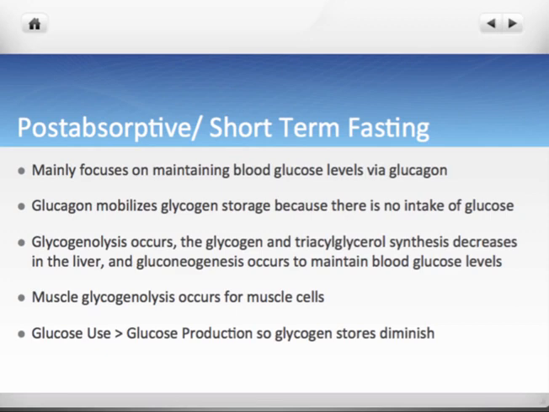We're also going to see glycogenolysis occur. We're also going to see glycogen and triacylglycerol synthesis decrease, and gluconeogenesis is going to occur. This is all a way for the body to try to maintain blood glucose levels, so we're able to function as normally as possible. We're going to see muscle glycogenolysis occur in muscle cells, and so you're going to be seeing a lot of this occur in the skeletal muscle cells to make sure that they're able to run as efficiently as possible. And at this point, we're preferring glucose use over glucose production, and so we're going to see our glycogen stores diminish.